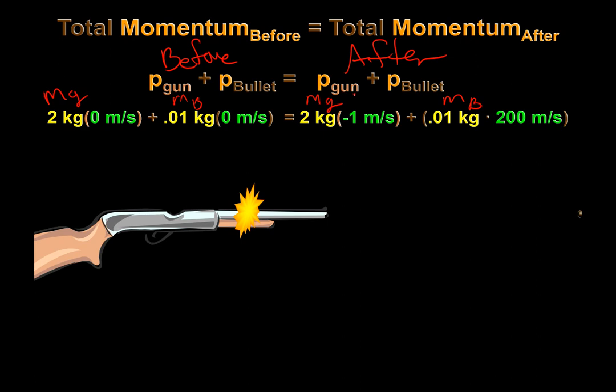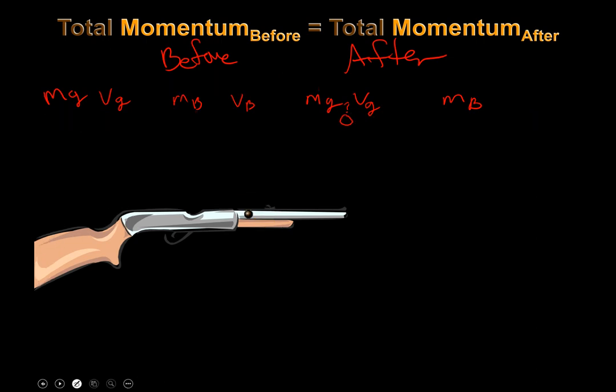Why would the velocity of the gun be negative right here? Why is that negative? Let's go back so we can see it real quick.